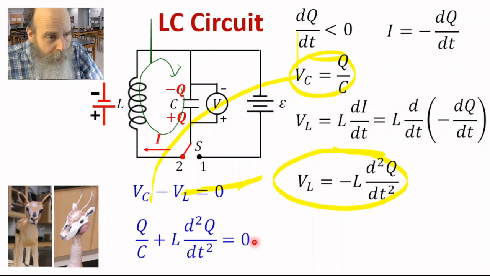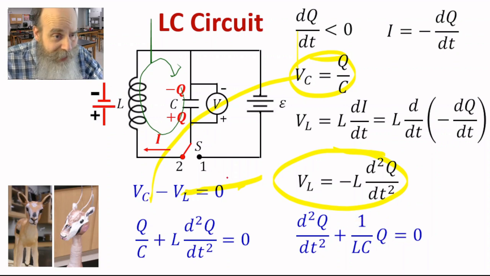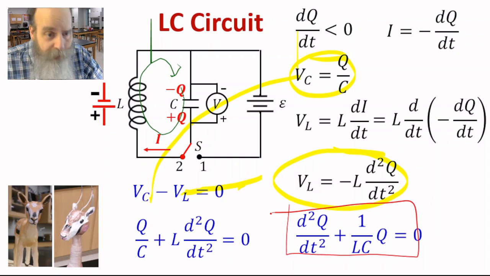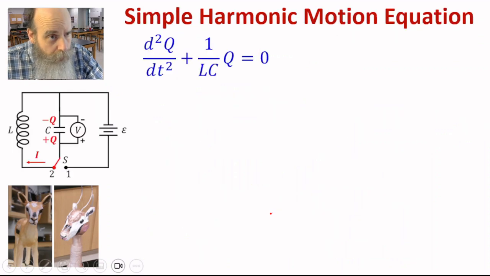Let's divide by L and switch the two terms. This is what we get. d2q by dt squared plus 1 over LCq equals 0. Have you seen this expression before? I think you have. This is the harmonic oscillator equation. This is the equation that describes simple harmonic motion.